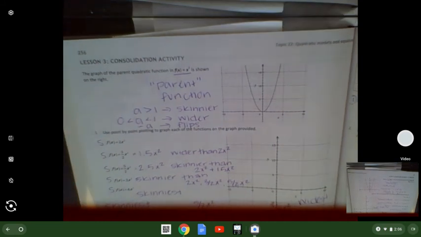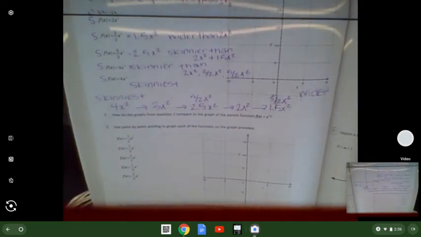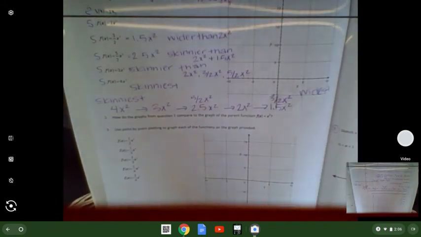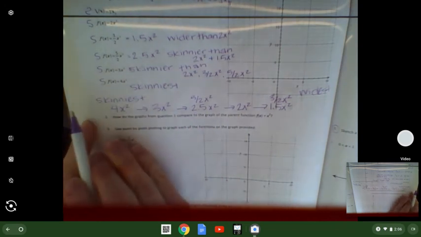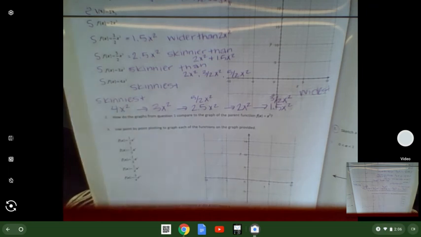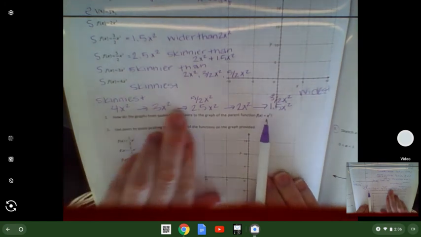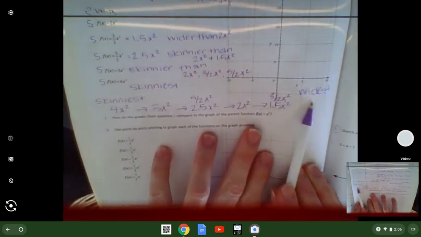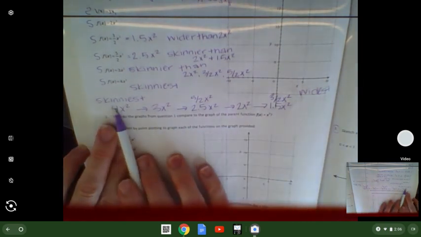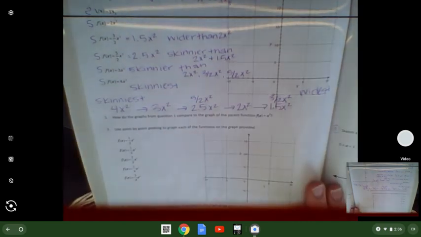So if I added, let's say, 7.5 x squared to this list, 7.5 is larger than any of these other coefficients, so 7.5 x squared would be the skinniest. Let's say I added 1.25 x squared. 1.25 is smaller than any of these coefficients, so it would be the widest of my skinny graphs. The larger the coefficient, the skinnier you're going to be.